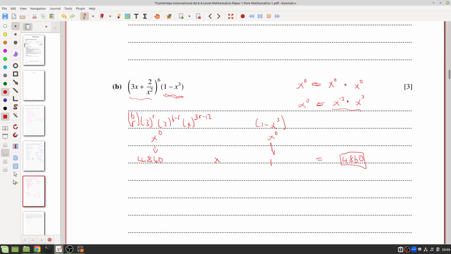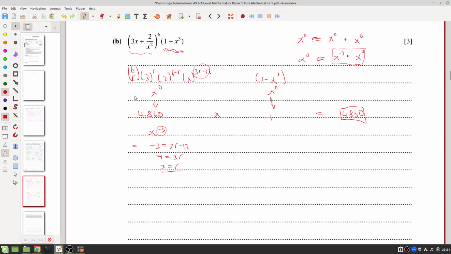Now we also need, when this first term has x to the power negative 3. That's the second option here, right? So we need to find x to the power negative 3. So that means this has to be negative 3. So negative 3 equals 3r minus 12. So that gives us negative 3 plus 12 is 9 equals 3r. Divide by 3, so 3 equals r. So then we make the r a 3.